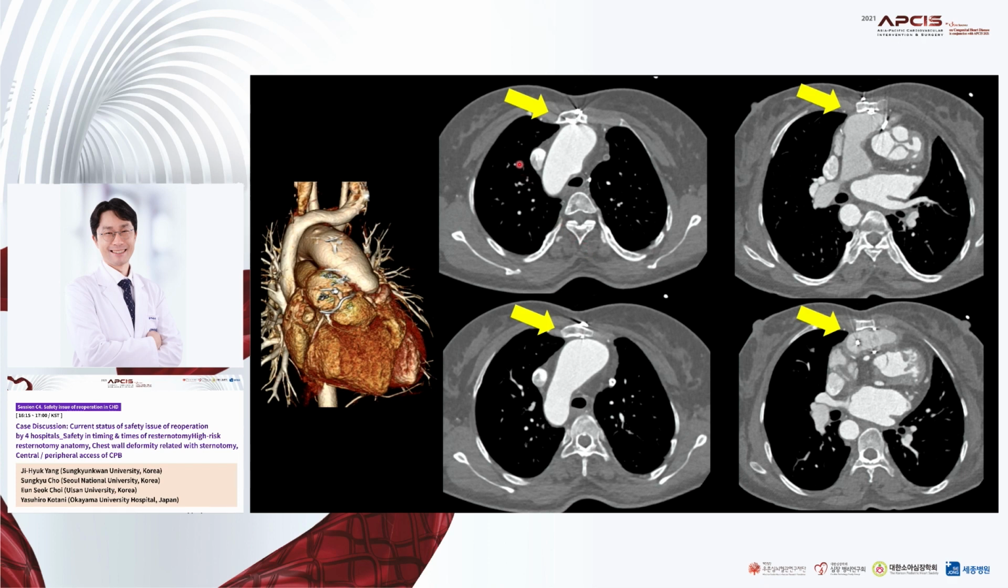From the preoperative CT scan, we can find aorta adherence to the sternum, and the calcified conduit crosses forward and is attached to the sternum, indicating that it can be very dangerous when opening the sternum.